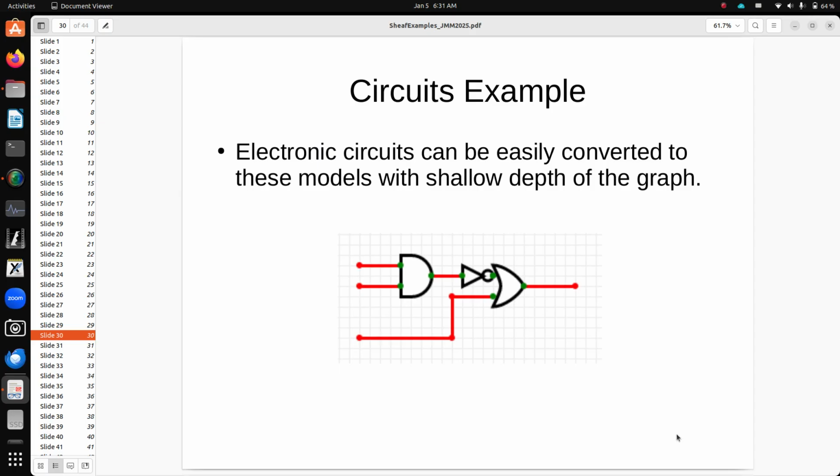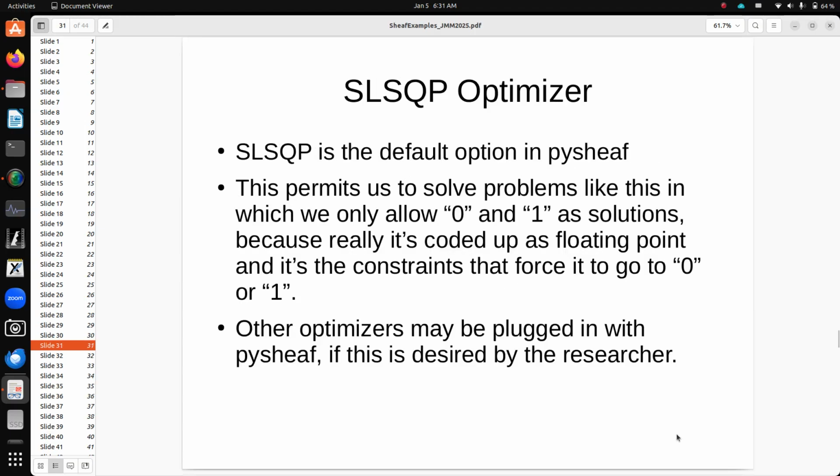I like this example to demonstrate how you can optimize over zeros and ones instead of over real values. So under the hood, your optimizer is the SLSQP optimizer. You can swap out a different optimizer if you want, but Pysheaf comes with SLSQP as the default. And one of the great things is it allows us to set bounds. Say, I want my solution to be only between 0 and 1. And then we use other tricks to keep the solution away from 0.5. And what you end up with is an optimizer that actually gives you answers that are only zeros and ones.